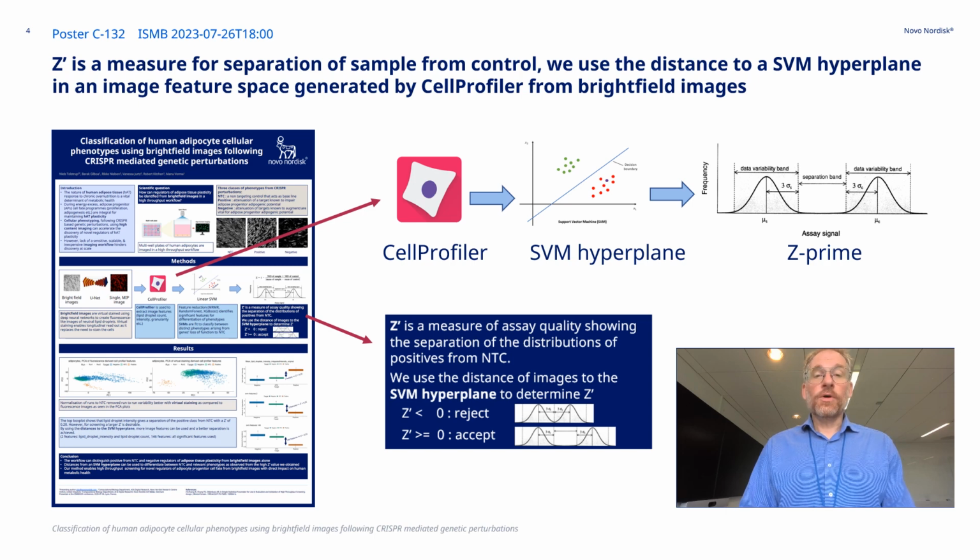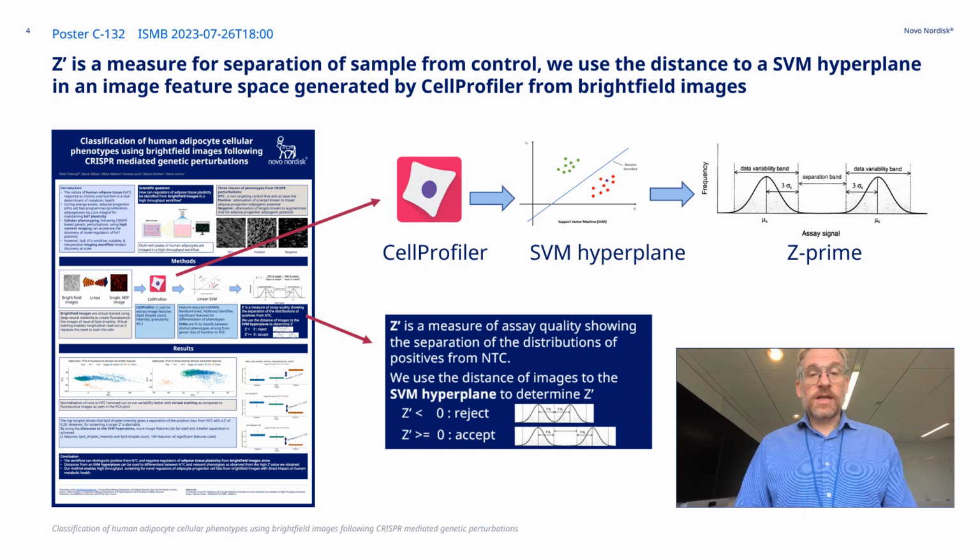How can we know if a CRISPR perturbation leads to a significant phenotype? We do this in 3 steps. First, we use CellProfiler to convert an image into a vector of image features like lipid droplet count, lipid droplet intensity, granularity, and many more. Second, we train a support vector machine in feature space to distinguish positive regulators from non-targeting controls.